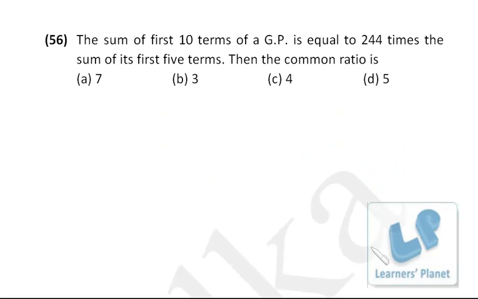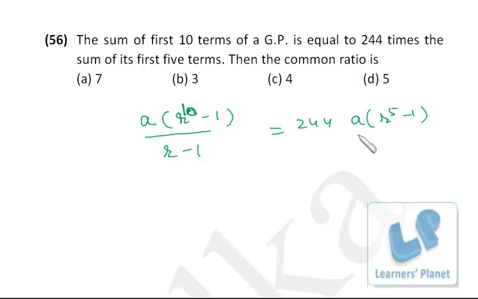The sum of the first 10 terms of a GP is equal to 244 times the sum of the first 5 terms. Okay, the sum of the first 10 terms of the GP will be equal to, I assume the GP to be A plus AR plus AR square. So the sum of the first 10 terms will be A(R raised to n minus 1) upon R minus 1, and this is the sum of the first 10 terms. I'll put n equal to 10. Okay, and that is equal to 244 times the sum of the first 5 terms.